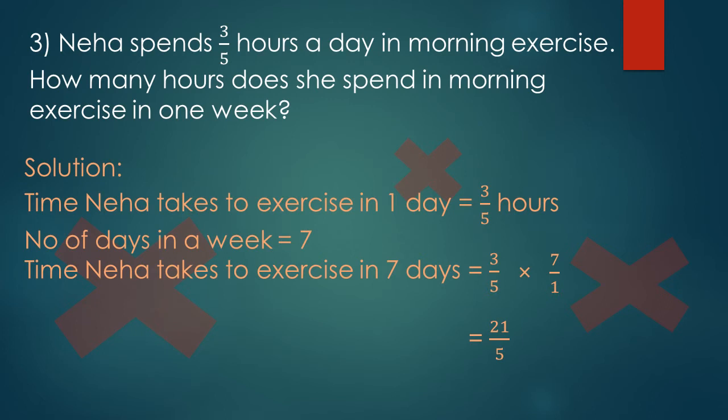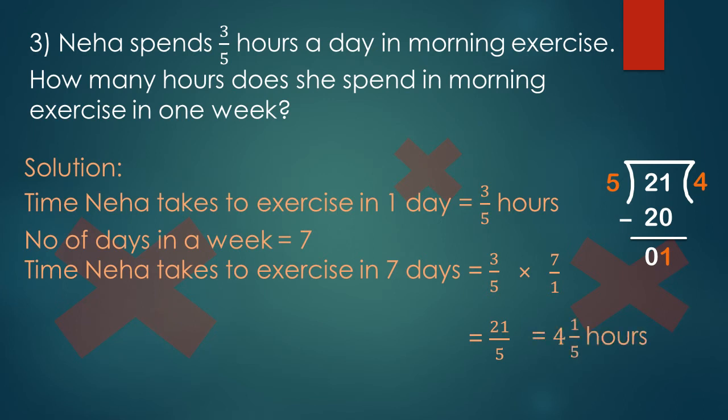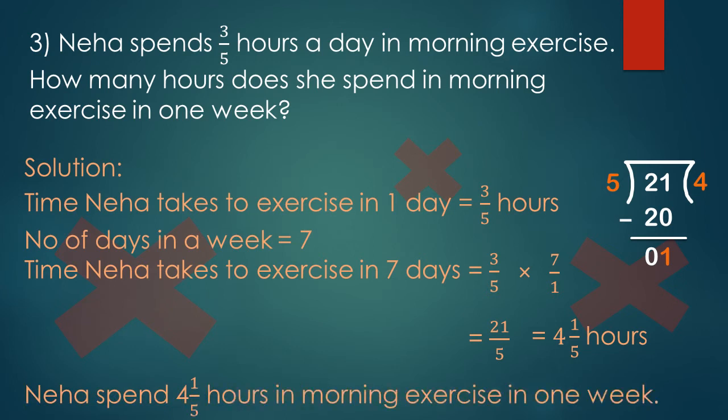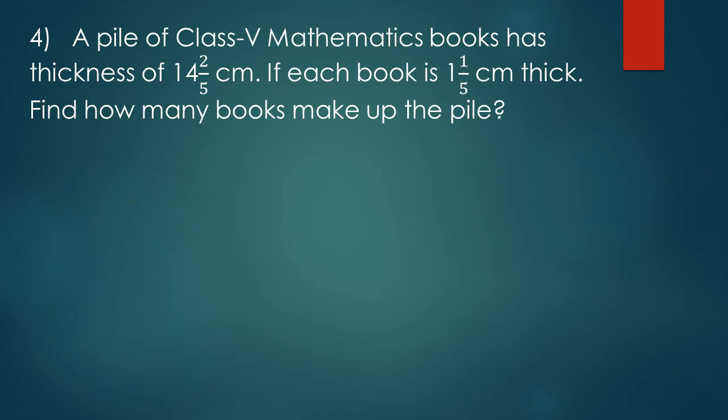So first we convert it into a mixed number, and everyone knows how we will convert it into a mixed number. So divide 21 by 5 and the answer is 4 1/5 hours. And the last statement is Neha spent 4 1/5 hours in morning exercise in 1 week. Let's solve one more question.